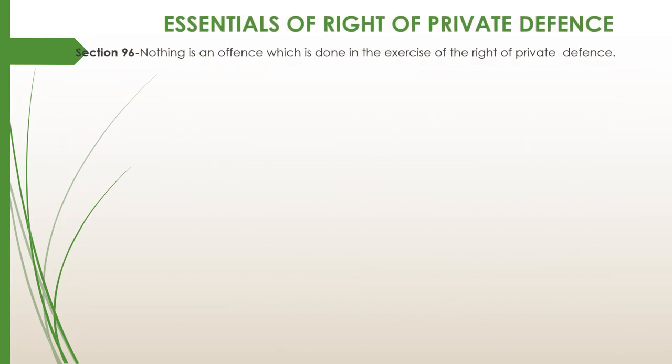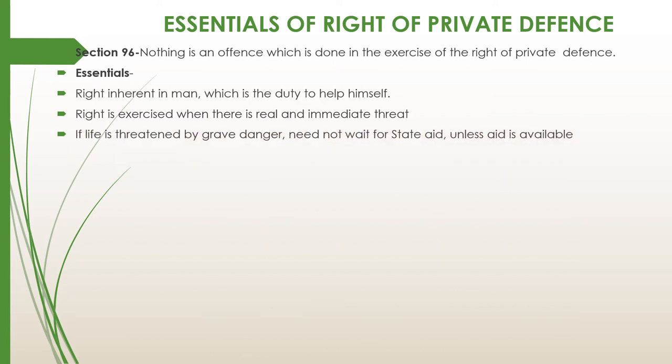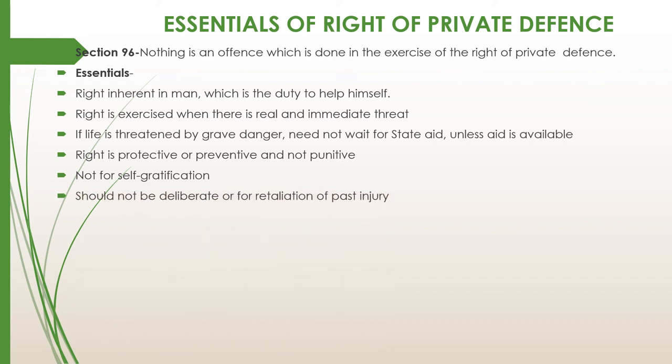Section 96 of IPC defines that nothing is an offense which is done in the exercise of the right of private defense. Although this section provides the right to private defense, it still cannot be used abruptly. There are certain essentials which need to be there while accessing this private defense. These are: it is a right inherent in man, which is the duty to help himself. The right is exercised when there is a real and immediate threat. If life is threatened by grave danger, one need not wait to stay dead unless aid is available. The right is protective or preventive and not punitive. It is not for self-gratification. It should not be deliberate or for retaliation of past injury.